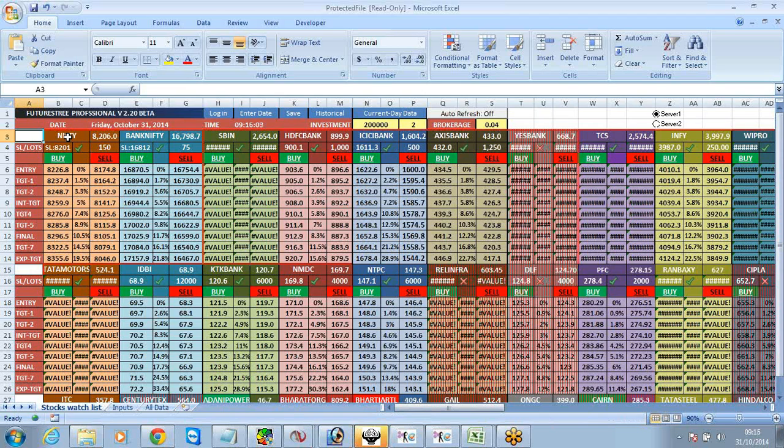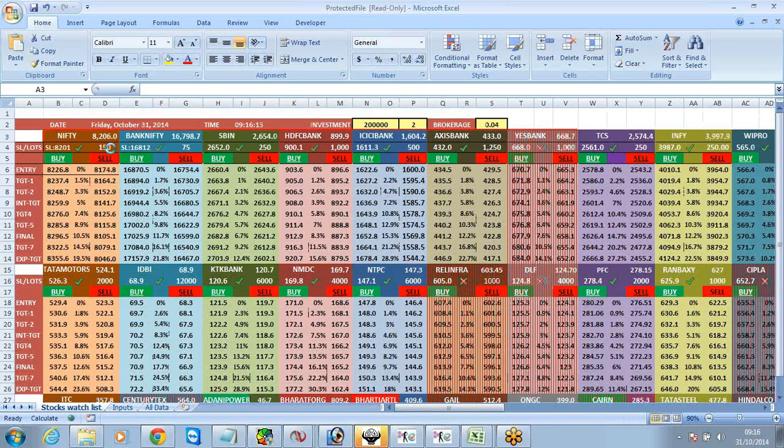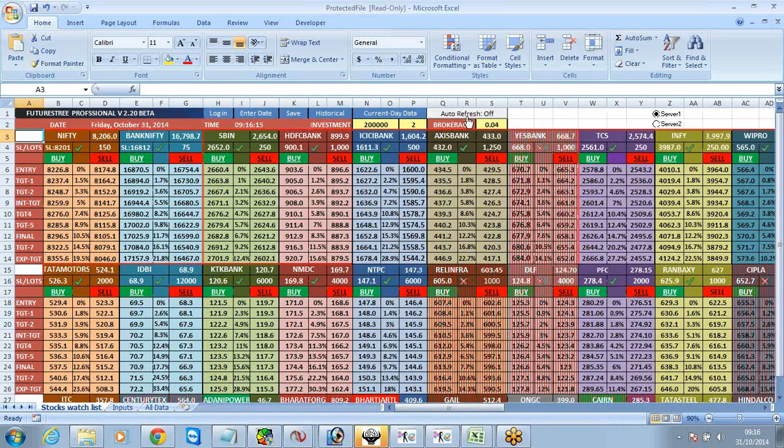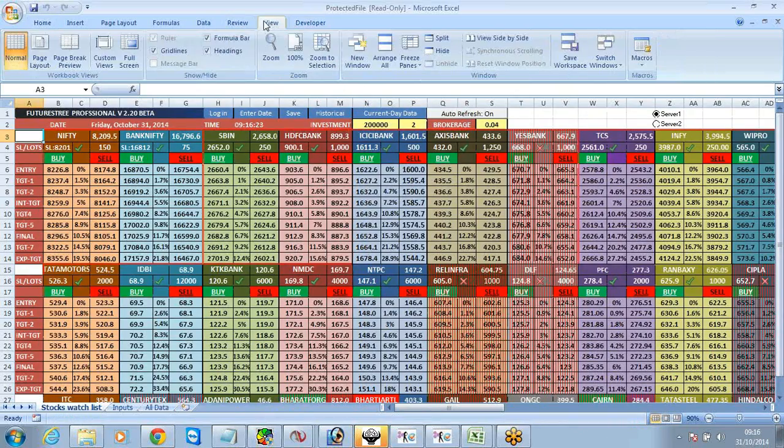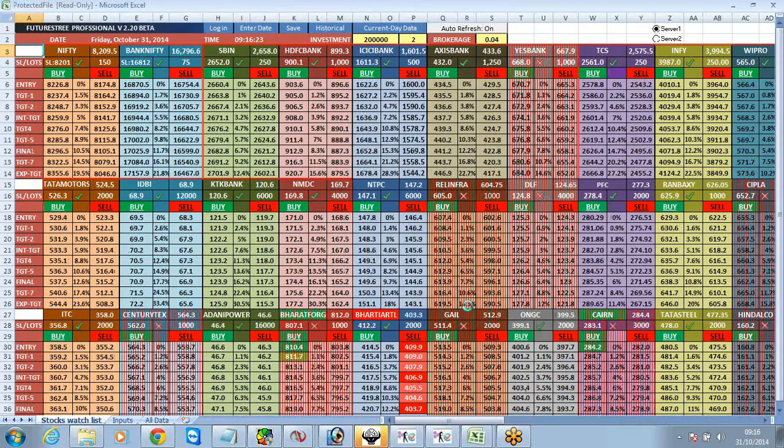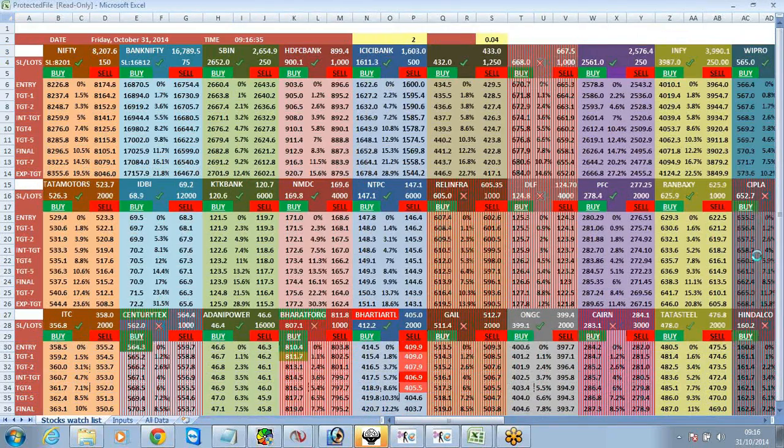So what you are seeing here is the name of the script, Nifty. Against it is the current market price, and SL is your stop loss, and 150 what you are seeing is actually the number of lots. So I'm just clicking on the auto refresh on button. So here we have the prices for most of the scripts except RELINFRA, BHARATFORGE, GAIL, KAIN, DLF, CIPLA.